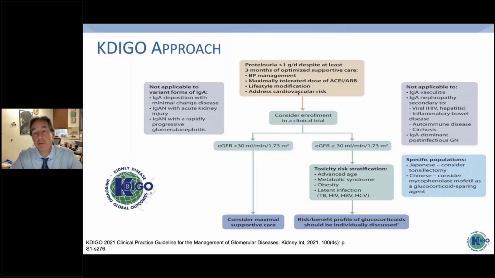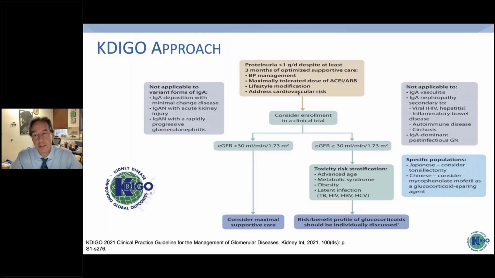And if they still have GFR greater than 30 mils per minute, then you may want to consider corticosteroids, and you have to really fully think about the risk-benefit profile of glucocorticoids and individualize your therapy, is what's suggested by the KDIGO approach.